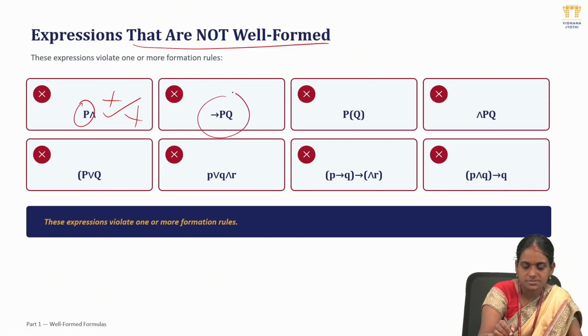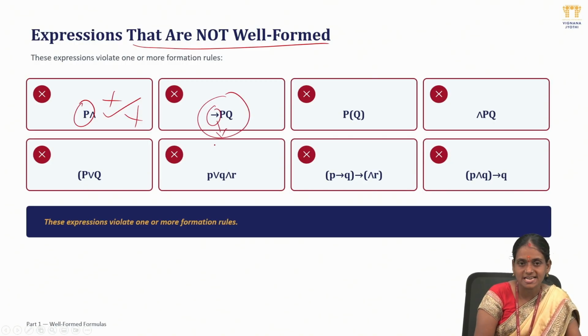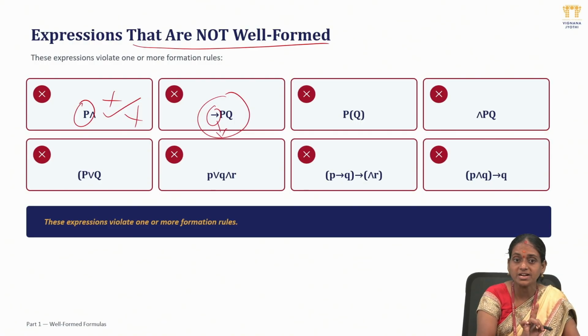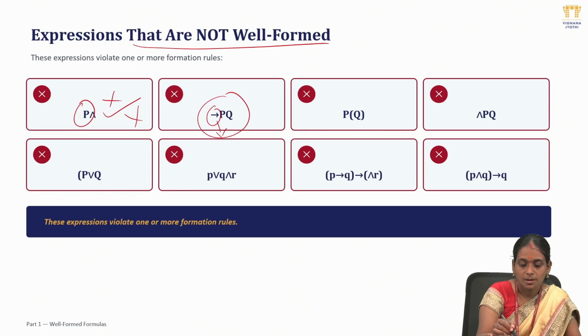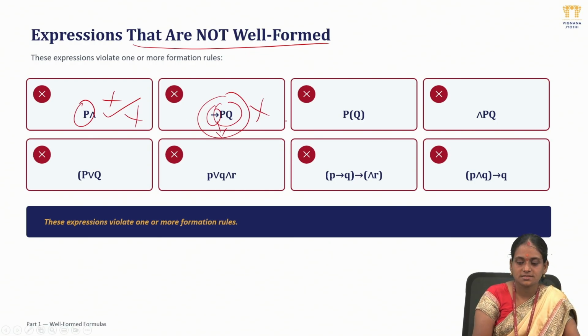If you observe this operation, just you can see here, we call this operation implication, that is, a conditional statement. That conditional statement should be used between two variables, between two statements. But here, one statement is followed by another statement before we are using it. So this is not a valid case. Like this, I have given some examples which are not well-formed formulas.